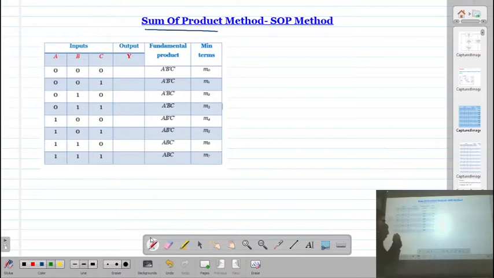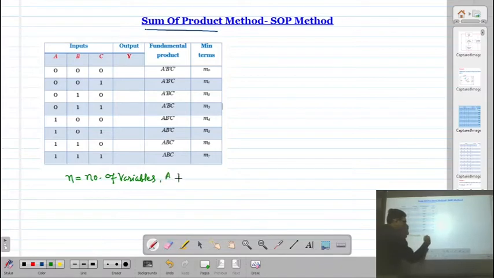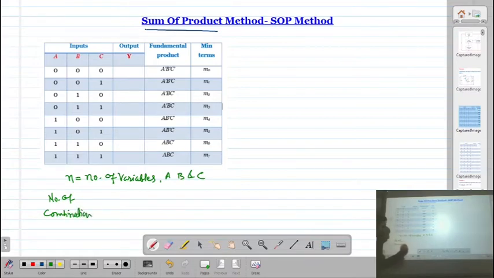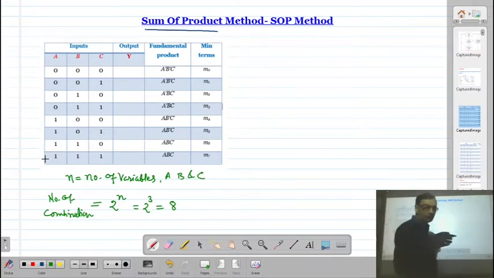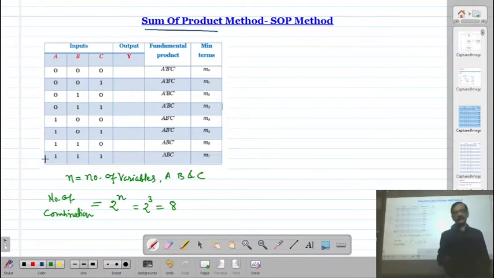Remember, you should know that if n represents the number of variables, here the variables are A, B, and C, then the number of combinations will always be 2^n. Here how many variables are there? 3. So 2^3, so you will have 8 combinations. In the truth table you can see combination number 1, 2, 3, 4, 5, 6, 7, and 8. Suppose we have 4 variables A, B, C, D, then the number of combinations will be 2^4, and 16 combinations will be there.